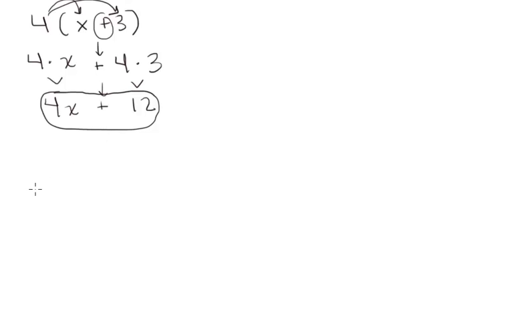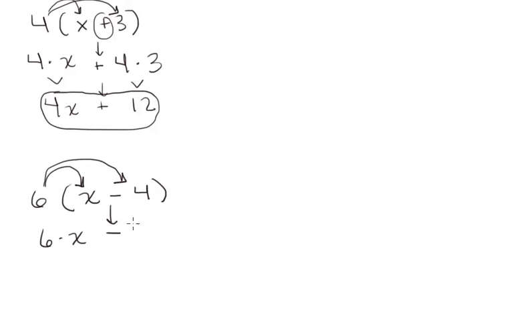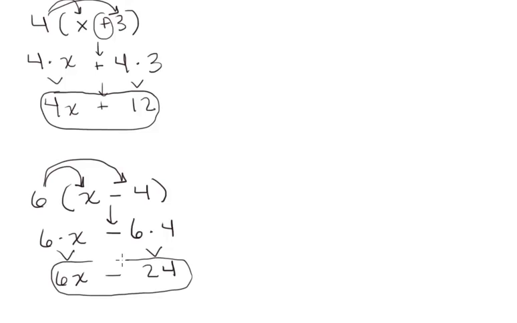Now, if I do another problem, let's say I do 6 times x minus 4. Same process, 6 times x minus 6 times 4. 6 times x is 6x, minus 6 times 4 is 24. And this would be your simplified expression.